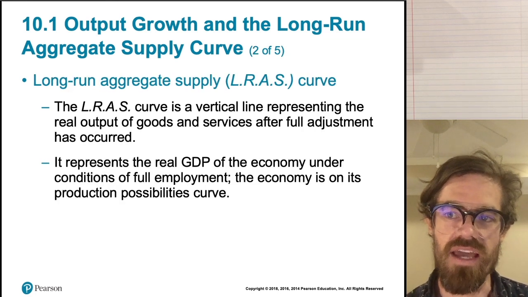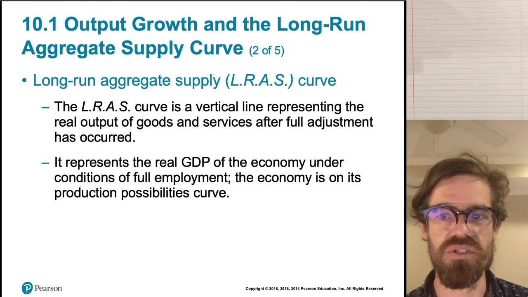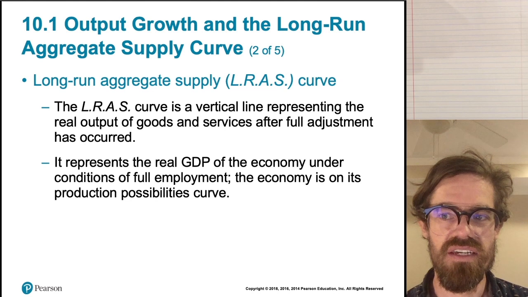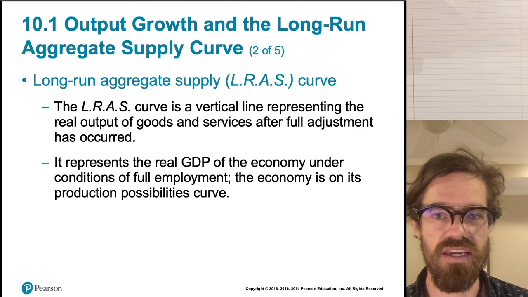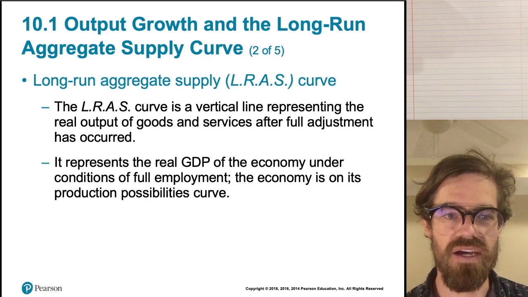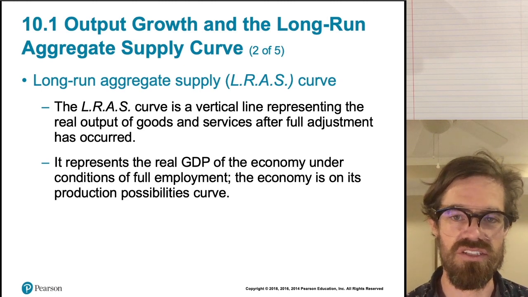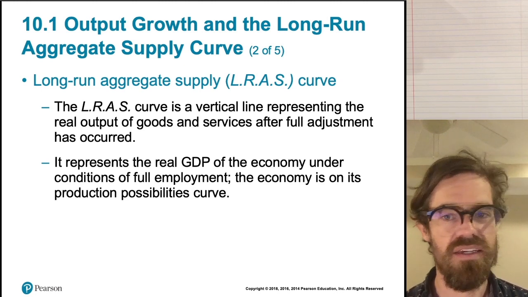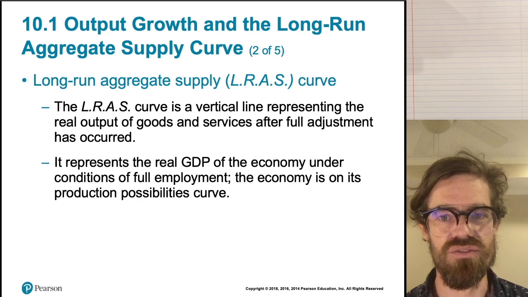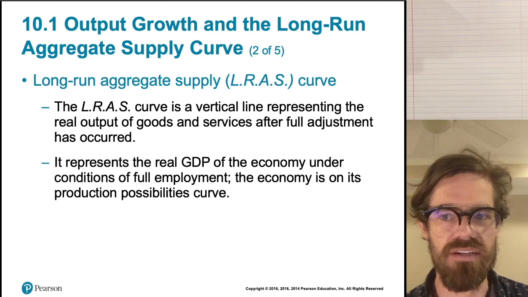And the long run aggregate supply curve is a vertical line that represents the real output of goods and services after full adjustment has occurred. So after everything in the economy has adjusted, that's what the long run is. Then we have our long run aggregate supply curve if there's been a sufficient amount of time for everything in the economy to adjust to whatever shocks there might have been, whether they were shocks to demand or supply. So that's long run aggregate supply.